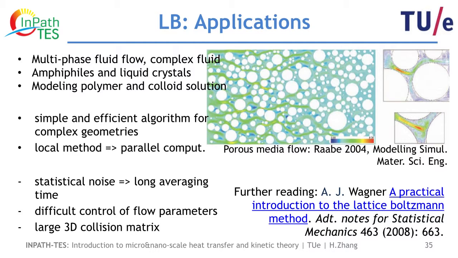It is a simple and very efficient algorithm for complex geometries and parallel computing friendly. However, the statistical noise means it needs a long simulation for averaging. Because of the simple collision and flow mechanism, it is difficult to control the flow parameters. For further reading, please refer to the article of A.J. Wagner.